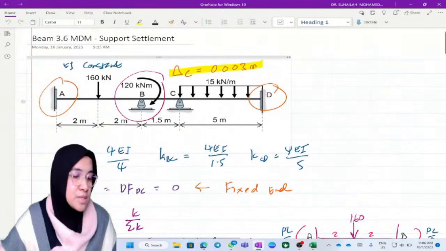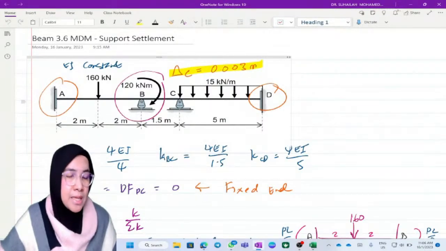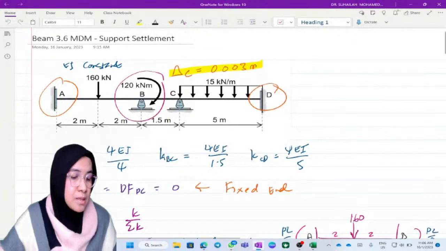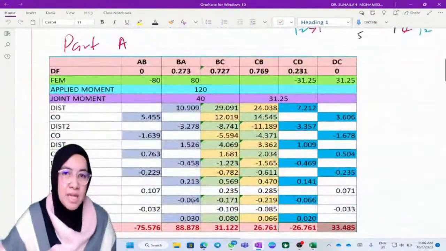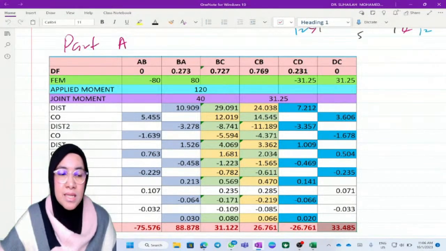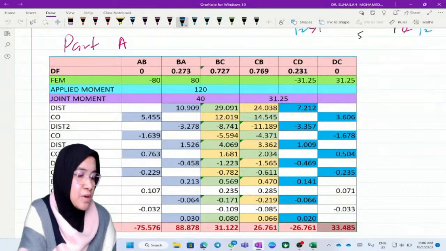So this is support settlement considering delta at C equivalent to 0.003 or 3 mm, and in addition to that, we have joint moment 120 clockwise at point B. So I have divided into two parts. Part A, considering external loading only here. I add another row for joint moment.